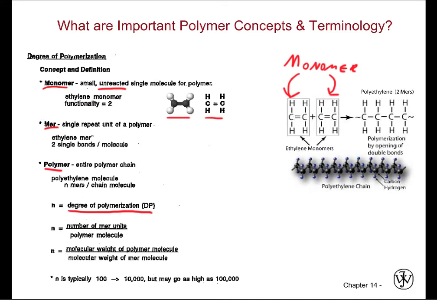Now the mer is different from the monomer, and it is the single repeat unit of the polymer. Shown over here, we've got two mer units of polyethylene right there and right there. Again, this is the mer, shown twice. And notice it is similar to the monomer, but not the same, because the monomer has a double bond between these two carbons, and the mer has a single bond because it has already been reacted. So there is a difference.